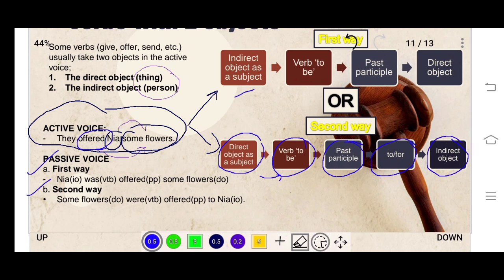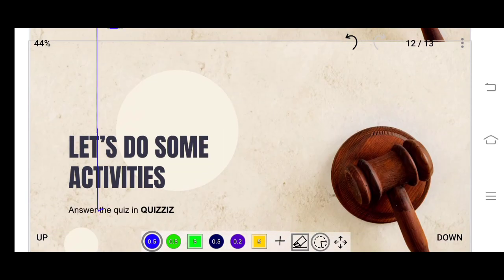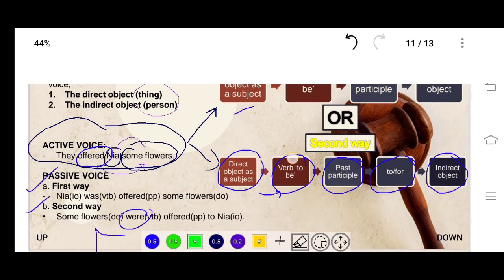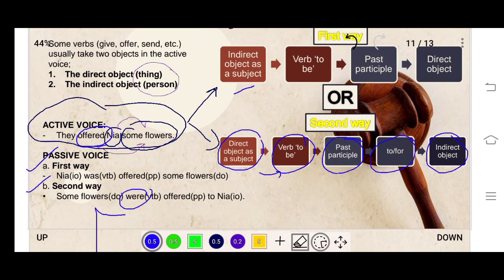The first one we have is the direct object, which is some flowers, and then we add the verb to be. Why do we use were? Because we look at the subject. The subject is plural, so we use were, and because it's past tense. Some flowers is plural. This is the verb to be.